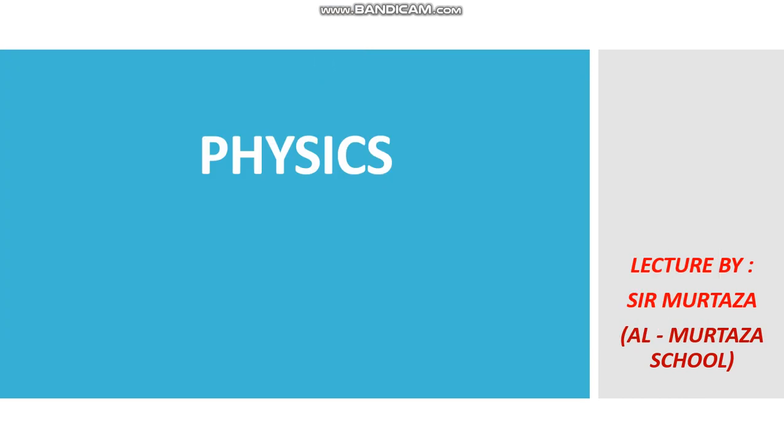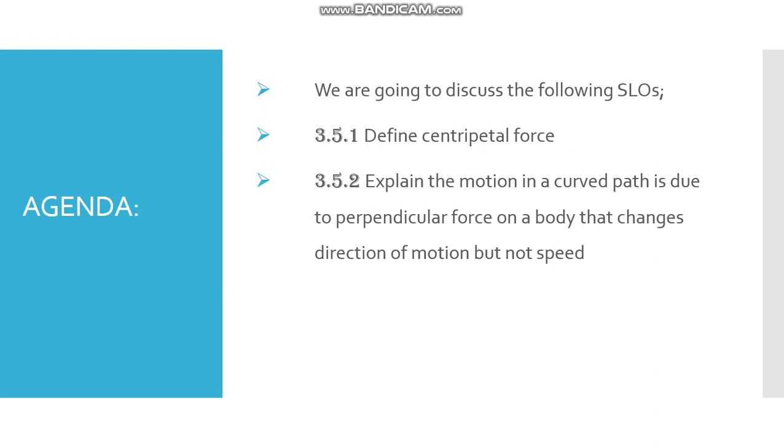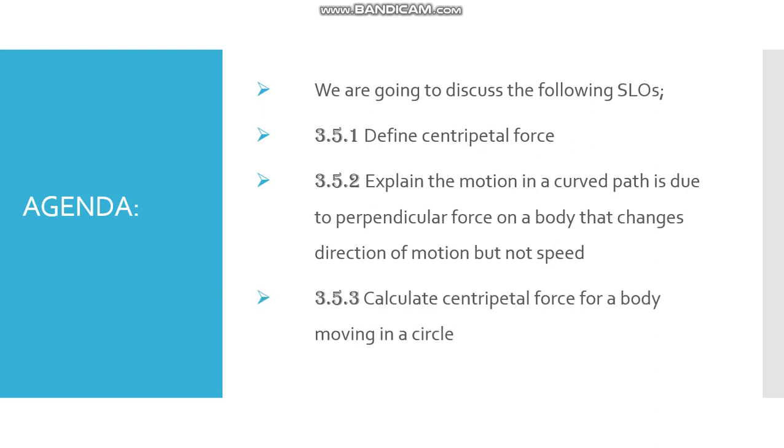So let's start. First we are going to look at the agenda for this lecture video. We are going to discuss the following SLOs. First, define centripetal force. Explain the motion in a curved path is due to perpendicular force on a body that changes direction of motion but not speed. Calculate centripetal force for a body moving in a circle. These are the SLOs which we are going to cover in this lecture video. So let's begin from our first SLO, which is centripetal force.